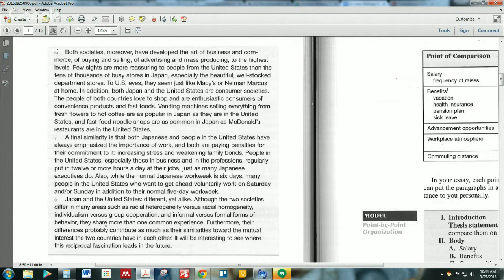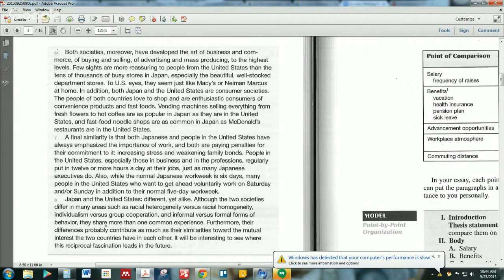In addition, both Japan and the United States are consumer societies. The people of both countries love to shop and are enthusiastic consumers of convenience products and fast foods. Vending machines selling everything from fresh flowers to hot coffee are as popular in Japan as they are in the United States. And fast food noodle shops are as common in Japan as McDonald's restaurants are in the United States.